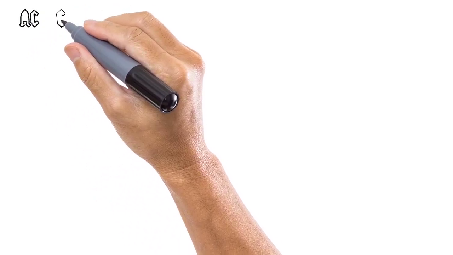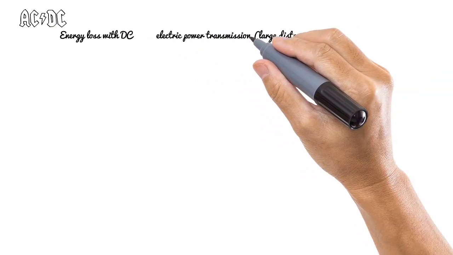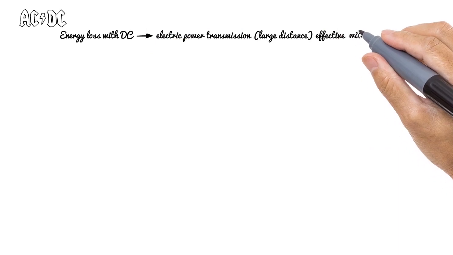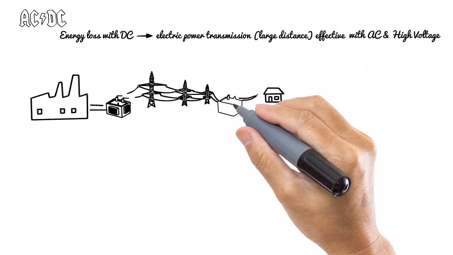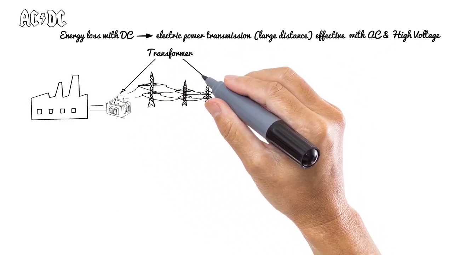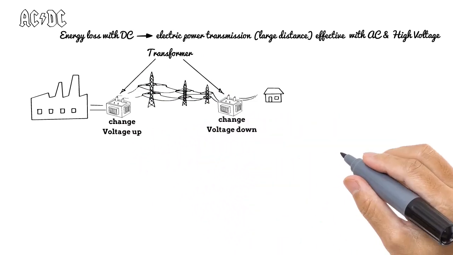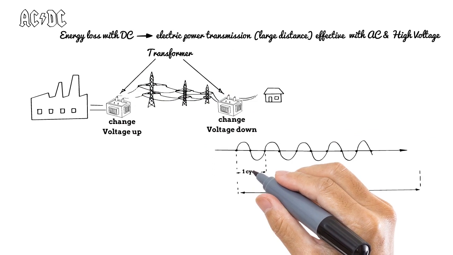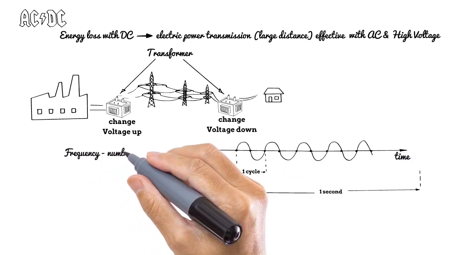And finally, we mentioned the difference between direct and alternating current. We mentioned that due to energy loss, electric power transmission is effective at large distances only in case of using alternating current and high voltage. And it became possible due to a special key device named a transformer, making a convenient way of desired voltage change up and down. In alternating current, the direction of the current reverses periodically. The number of two-way direction changes, or cycles per second, is called frequency.